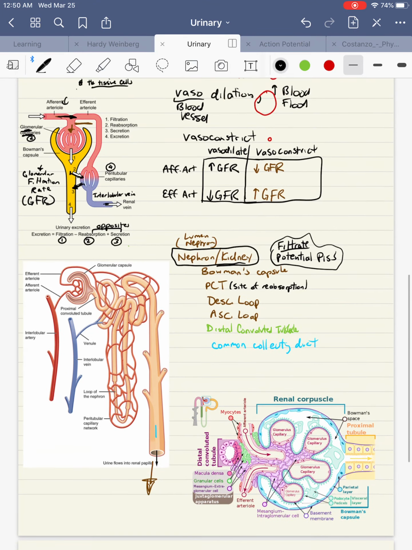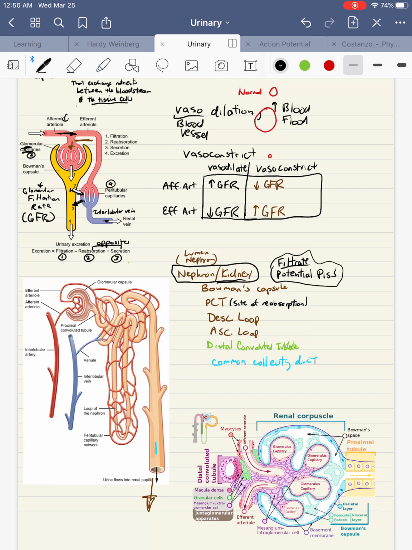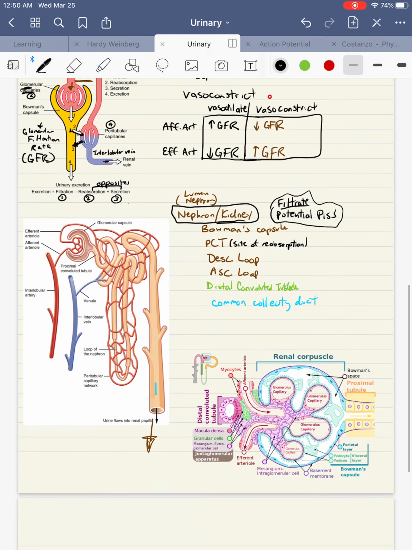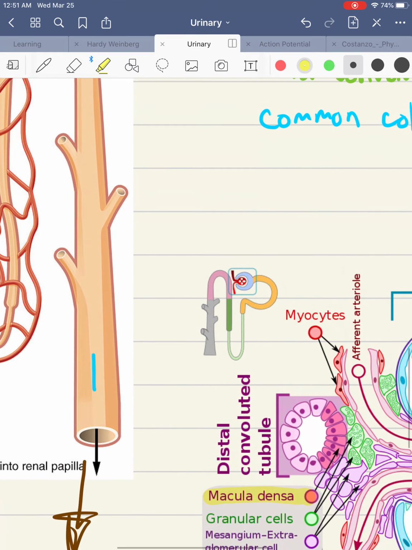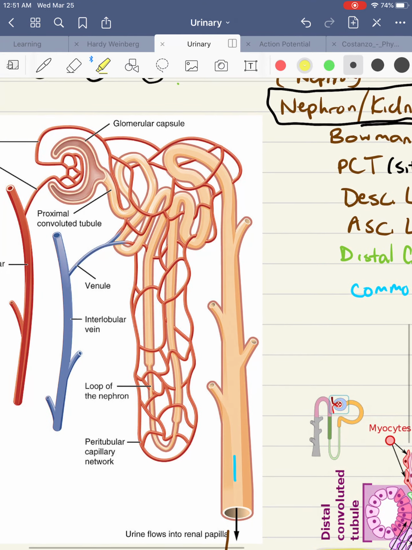Okay, so I want to talk about what the macula densa is. The macula densa cells are actually part of what you call the juxtaglomerular apparatus. And what is the function of these macula densa cells? Well, if you look carefully, the macula densa cells are actually part of the distal convoluted tubule.